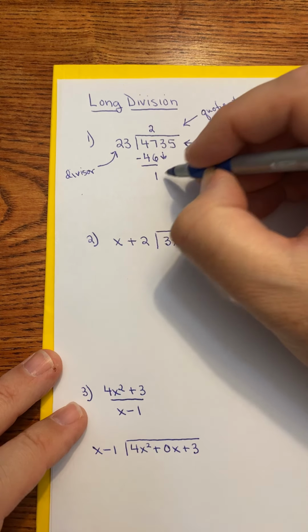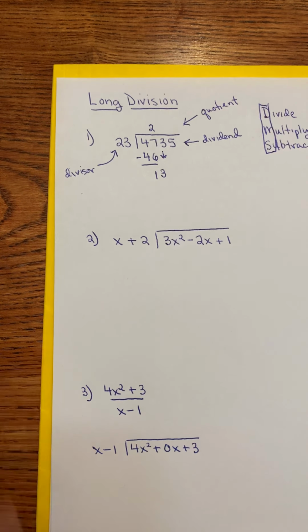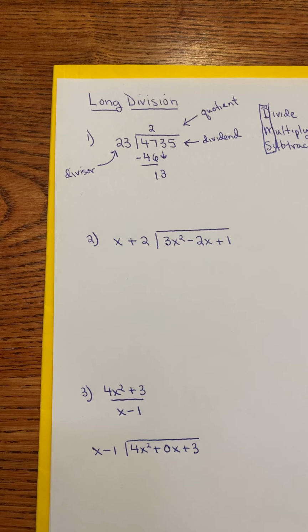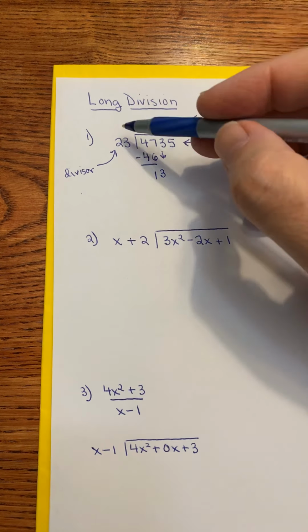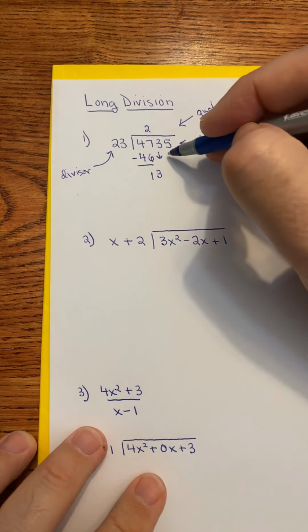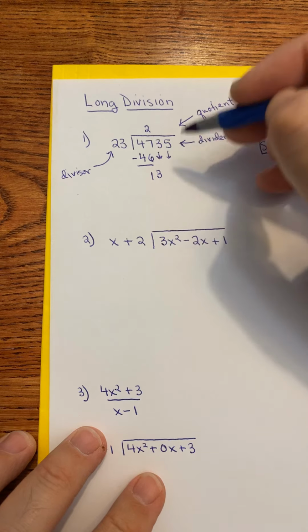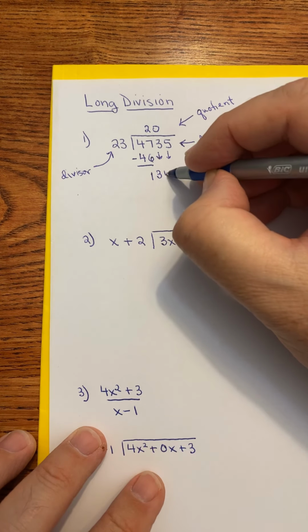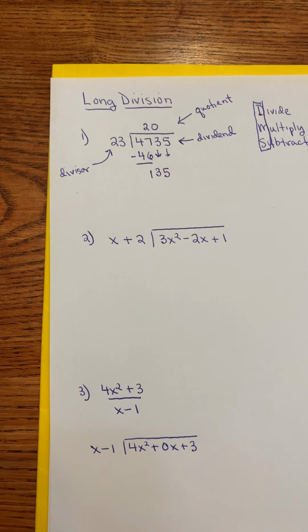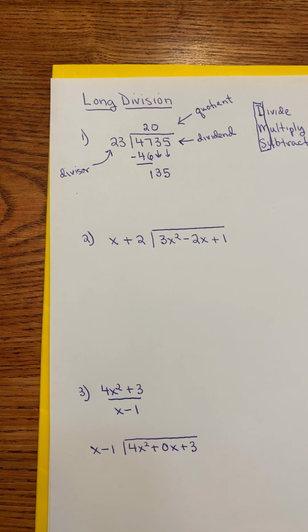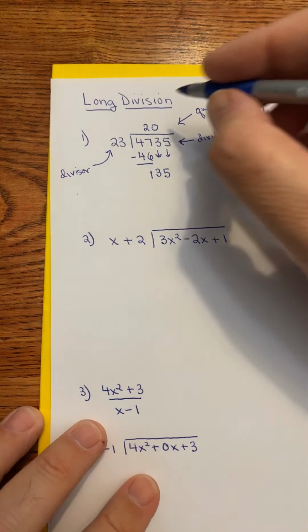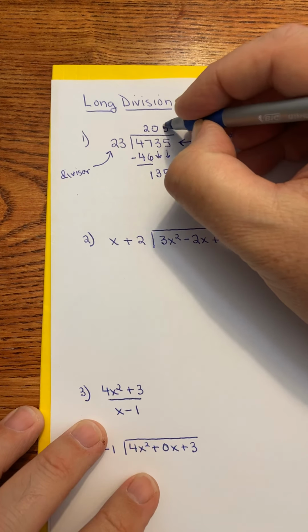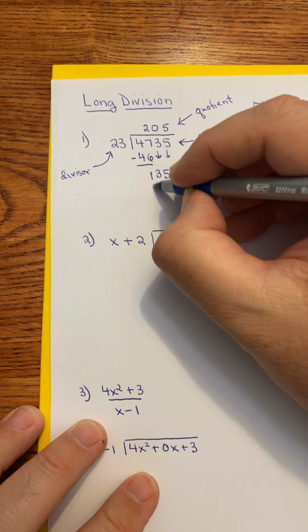Then I bring down the 3, and I just continue that until I can't divide anymore. But 23 doesn't go into 13, so I need to bring down the next term also. So because it doesn't go into 13, that's 0. Bring down the 5, and 23 times 5 is 115.